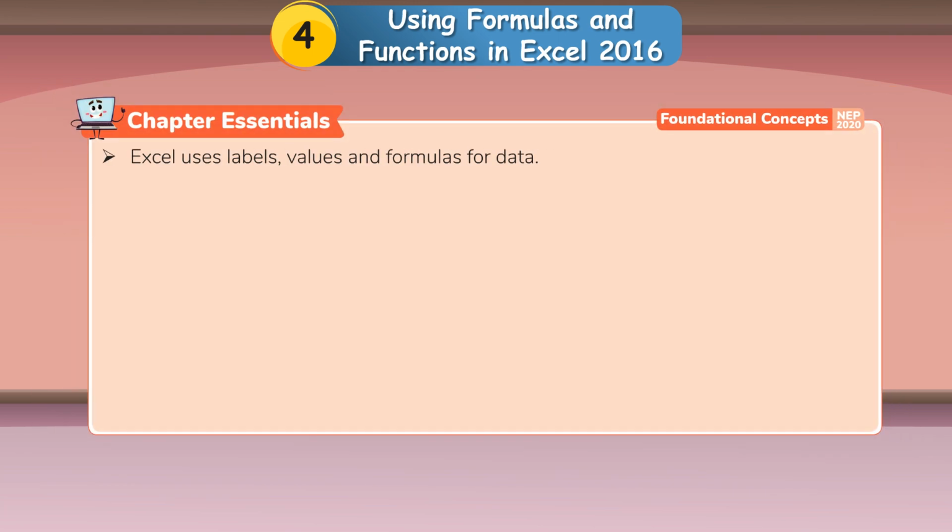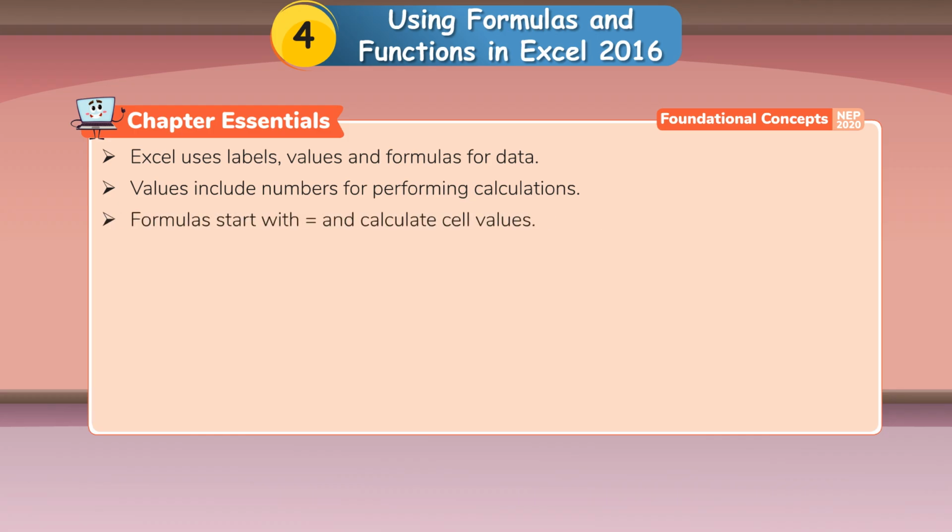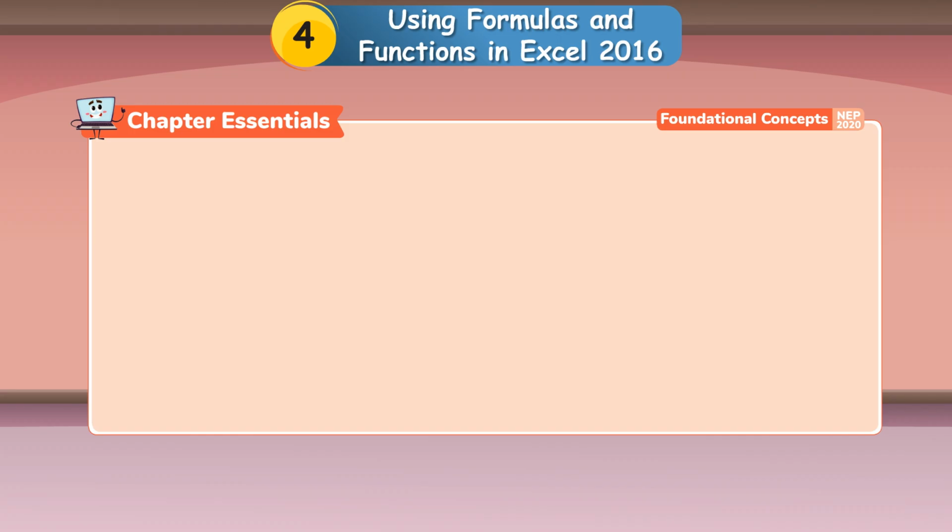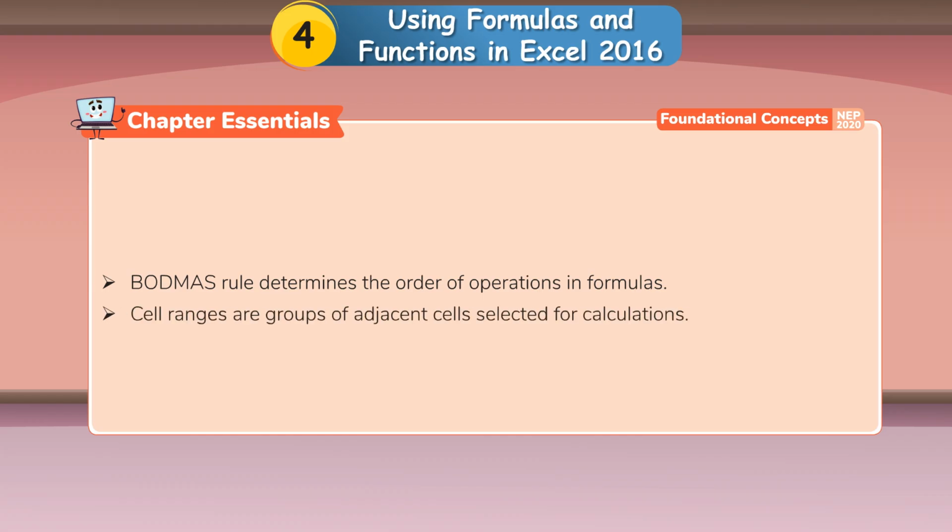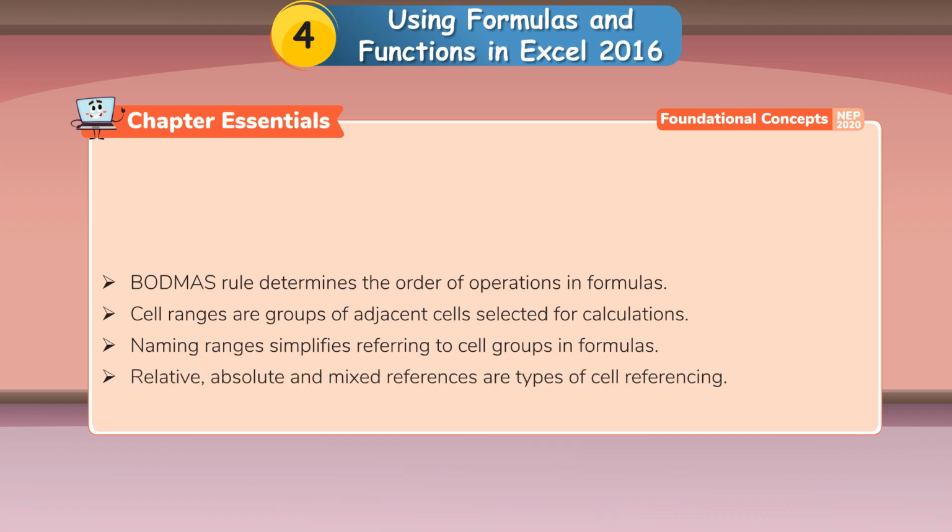Excel uses labels, values, and formulas for data. Values include numbers for performing calculations. Formulas start with an equal sign and calculate cell values. Arithmetic operations in Excel include plus, minus, asterisk, and slash, and BODMAS rule determines the order of operations in formulas. Cell ranges are groups of adjacent cells selected for calculations. Naming ranges simplifies referring to cell groups in formulas.